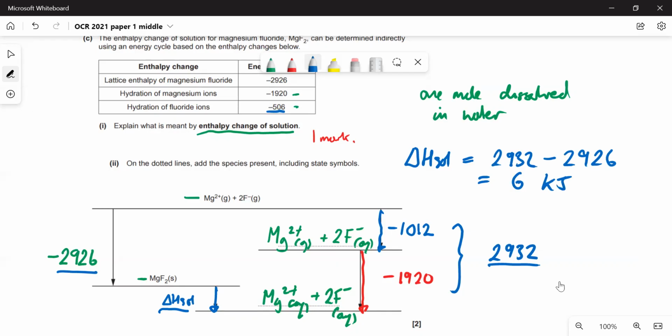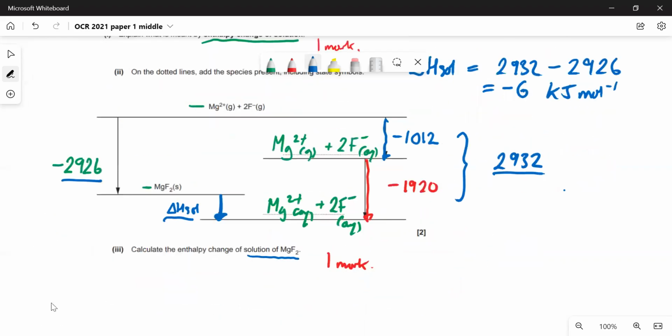But we need to think about the sign. Now look, that arrow is going down. That means it's exothermic. So it is minus 6 kilojoules per mole. That is our answer, the enthalpy of solution. That energy level diagram is a standard way of working out delta H solution. So you should know it.